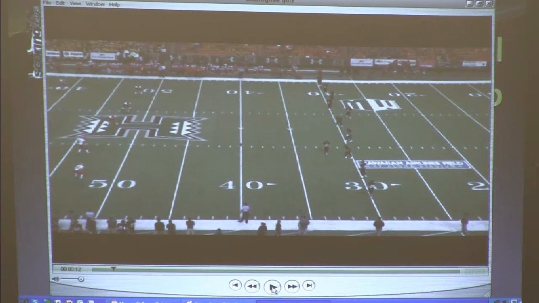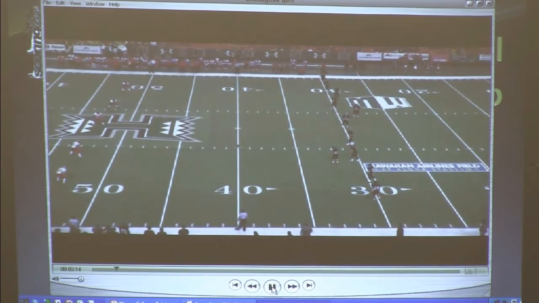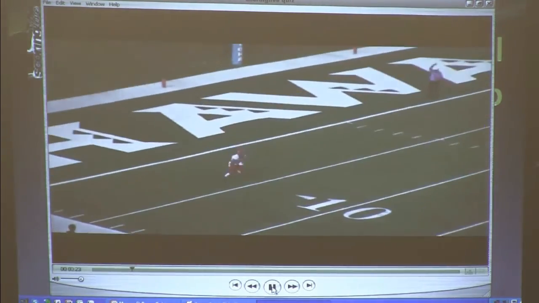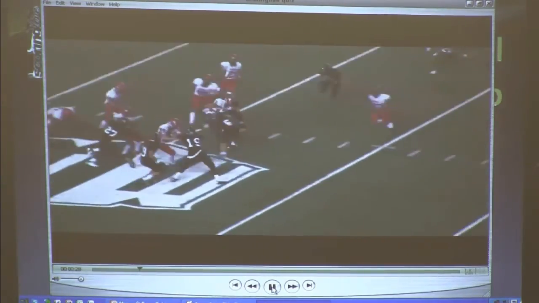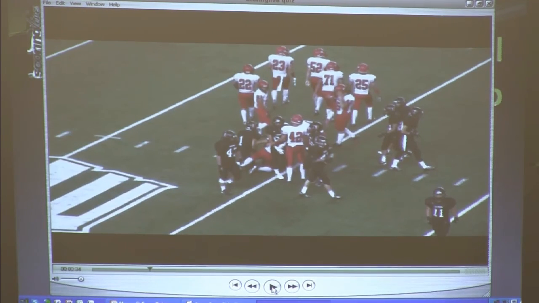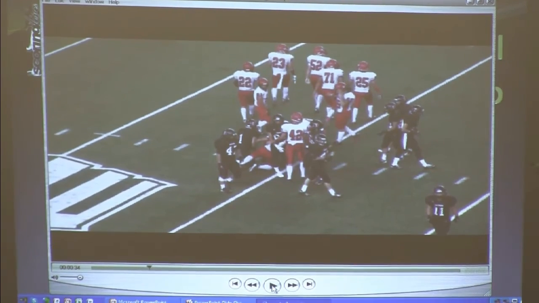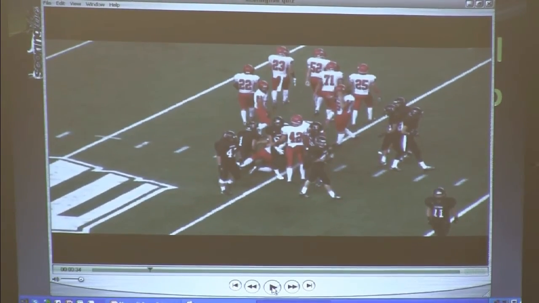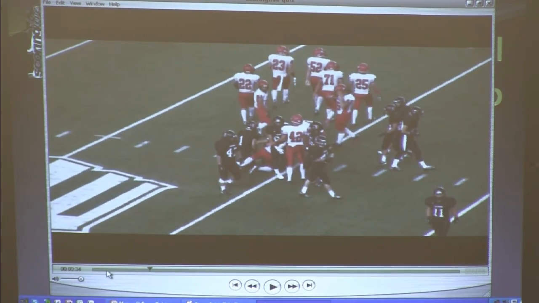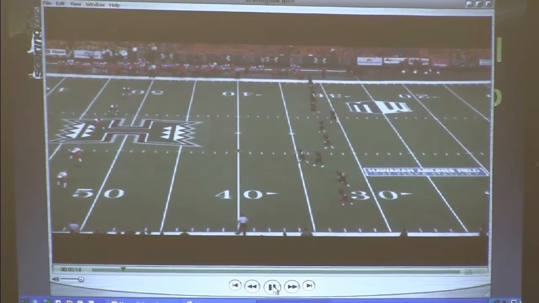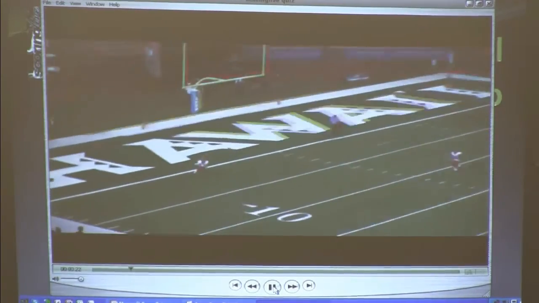Spot the ball where he catches it. Okay, we'll do the play again. Spot the ball. Don't worry about the player's name. Spot the ball where he caught it, and where did the play end? Okay, what do we got here? Write it down on your play-by-play. Where was he caught? And where did the play end? Does anybody want to watch it one more time?